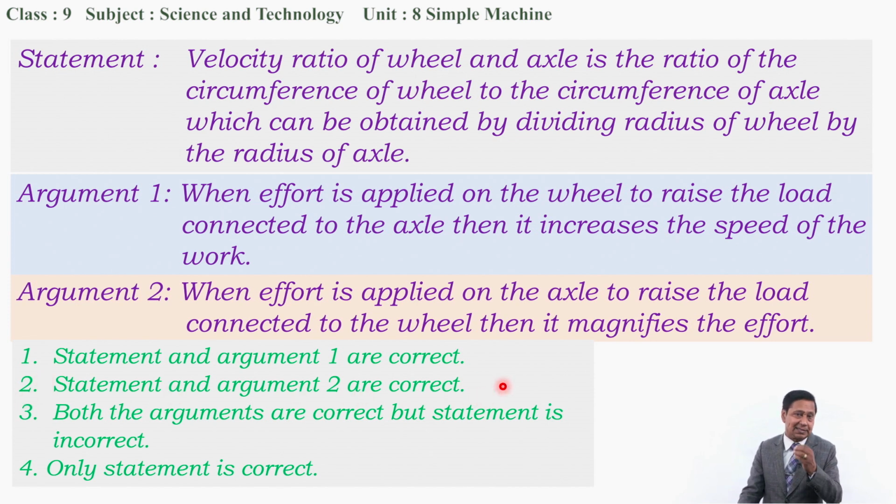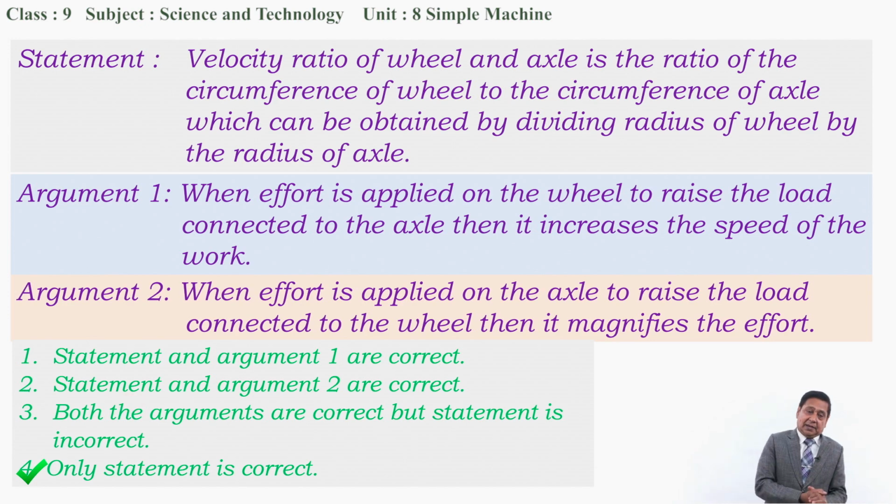This option is incorrect. Now, third, both the arguments are correct, but statement is incorrect. This is wrong because the statement is correct and arguments are incorrect. So, we have to see number 4. Only statement is correct. Yes, after all, we came to the answer. What is it? Only statement is correct, both the arguments are incorrect. That's why we have to tick this.